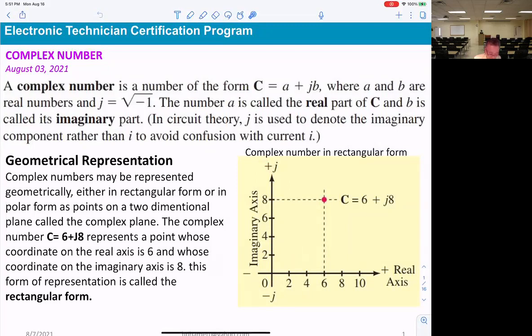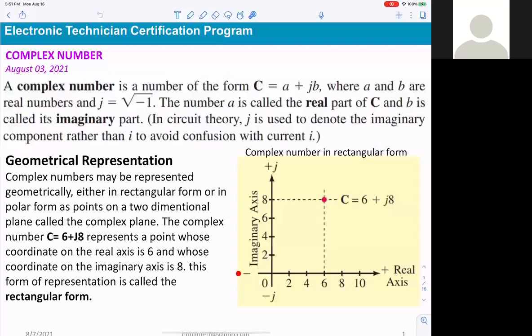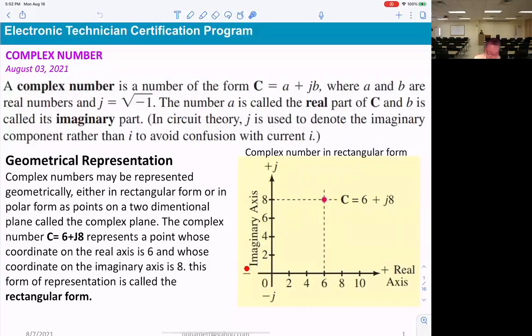Now, if you rotate another 90 degrees, what do you think you get? If you rotate another 90 degrees, what do you get here? Negative. That means you get J times J. J times J equals what?